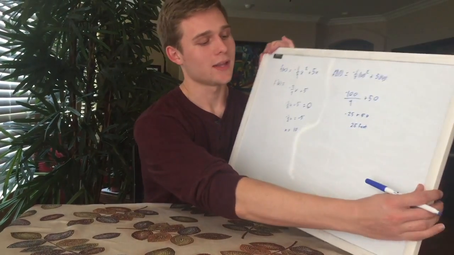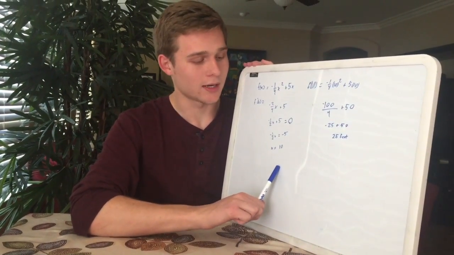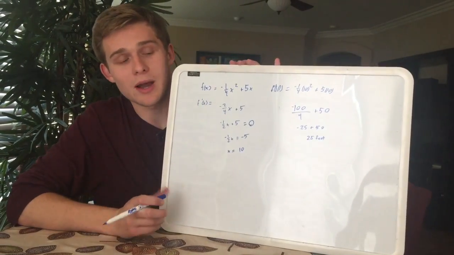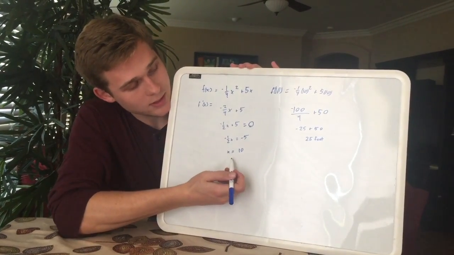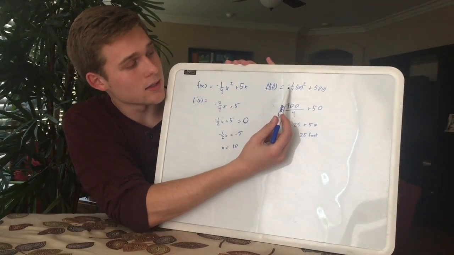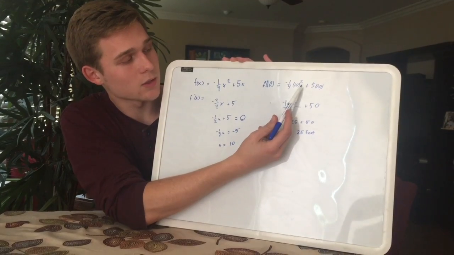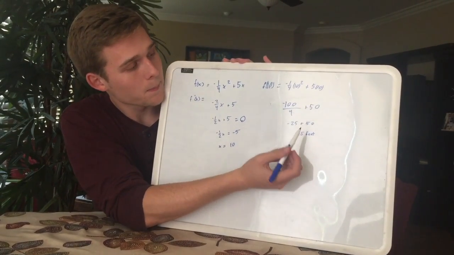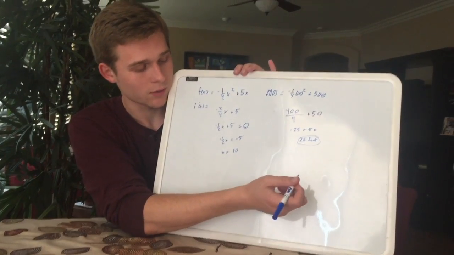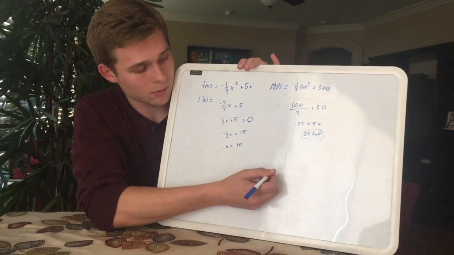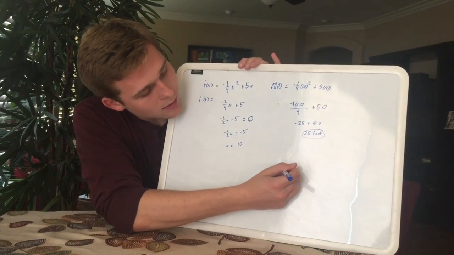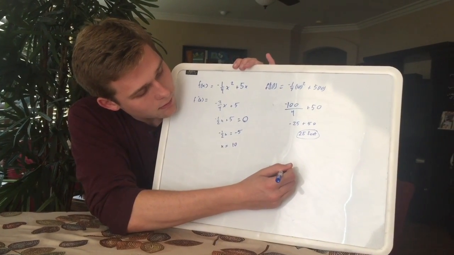Now that we found the x value where the maximum is located, we want to find the corresponding y value. To do that, we plug x equals 10 into the original equation. So f of 10 is negative 1 over 4 times 10 squared plus 5 times 10. We eventually get that it's 25 feet. So the location of the maximum of the parabola would be at (10, 25).